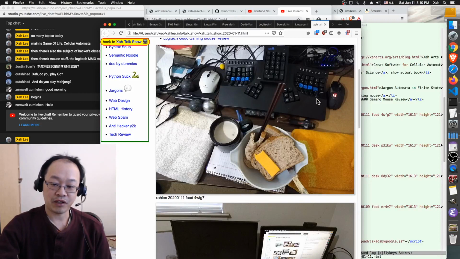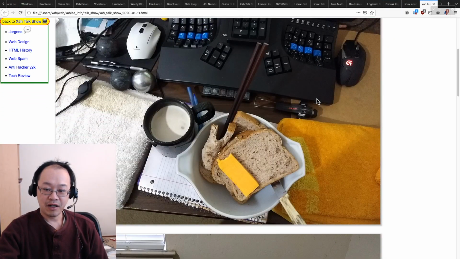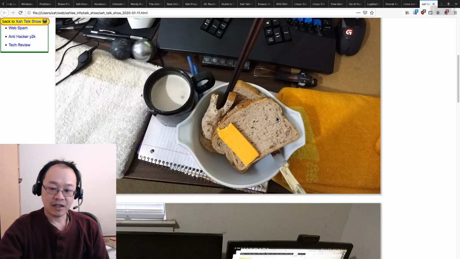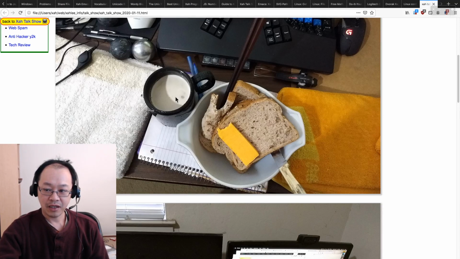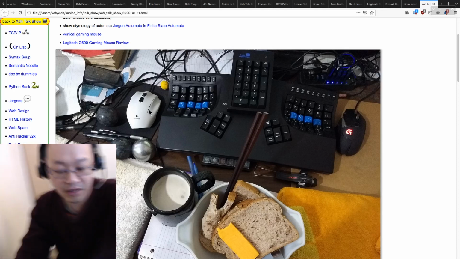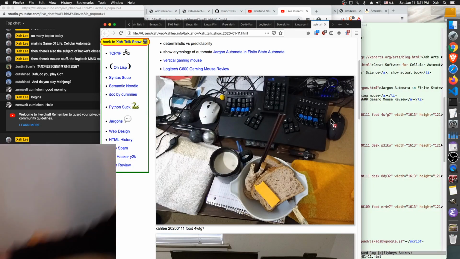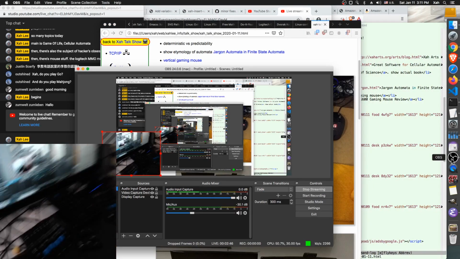So first of all, let me show you my breakfast, and this is my breakfast. Okay, this is nutty bread with cheese, milk, honey, and coffee powder. And that's my keyboard, and that's my new mouse. This mouse that we're gonna talk about. Okay, so today I'm gonna show you like 1,000 things.